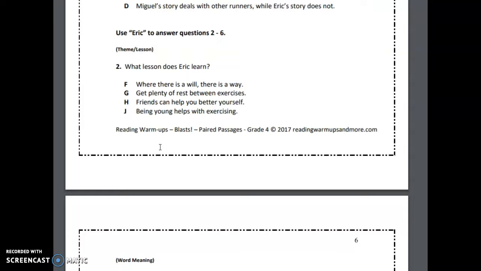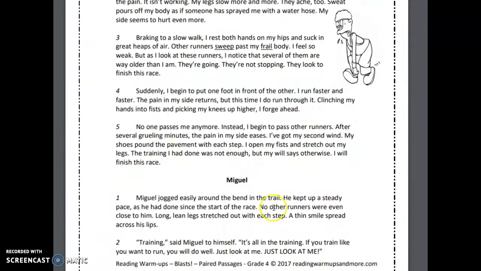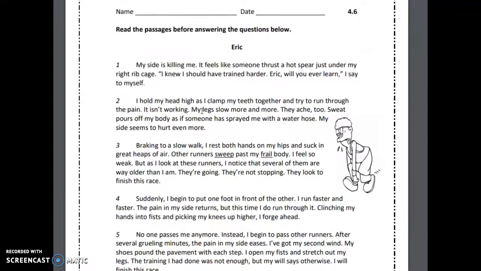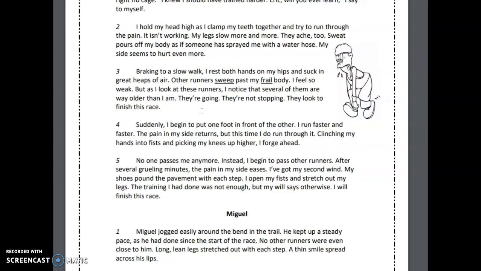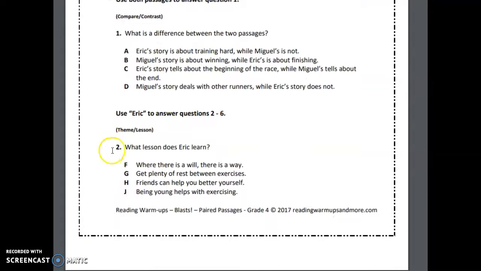So we're going to go through process of elimination together. And again, I want you to write your answer in your comprehension notebook. So F, where there's a will, there's a way. So at the end of this passage, he said, the training I had done was not enough, but my will says otherwise. That lets us know that F could be our answer. So we can put an M next to it for maybe. G, get plenty of rest between exercises. He's not trying to rest between exercises. He's trying to prevail. He's trying to keep going and win. So G is not our answer.